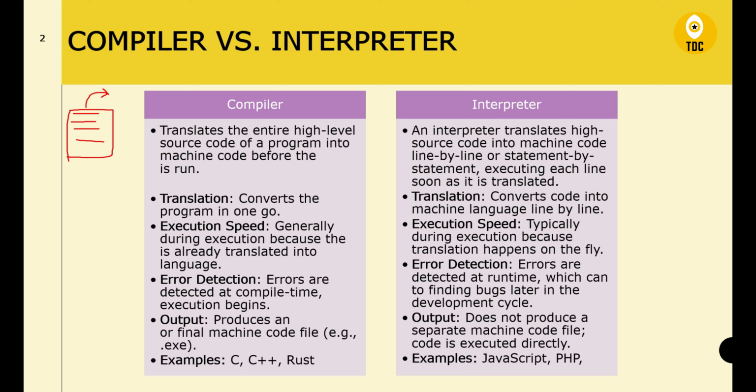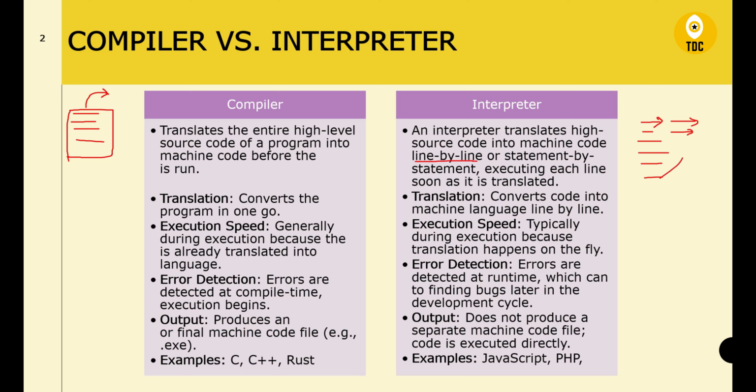But when it comes to the interpreter, this also converts the high level to machine level, so that won't change. But what is different in the interpreter is that it works line by line or statement by statement, executing each line as soon as it is translated. That means, suppose I am writing 100 lines of code, it is not interpreting every line at once like the compiler. It is doing it line by line. It will take the first line, interpret that, and give it to the machine to execute. Take the second line, interpret that, give this line for execution.